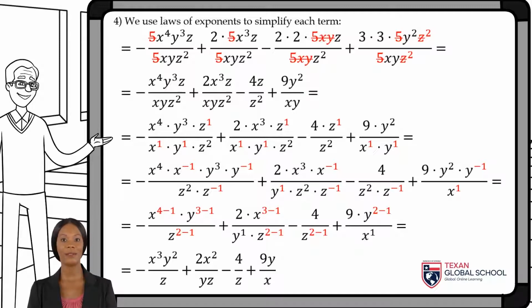As we already simplified real factors, we simply multiply those that were left with different bases. Finally, we add or subtract exponents. And we obtain an already ordered result of minus x cubed y squared over z plus 2x squared over yz minus 4 over z plus 9y over x.